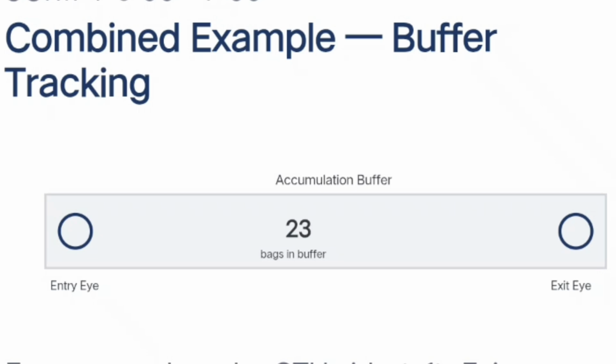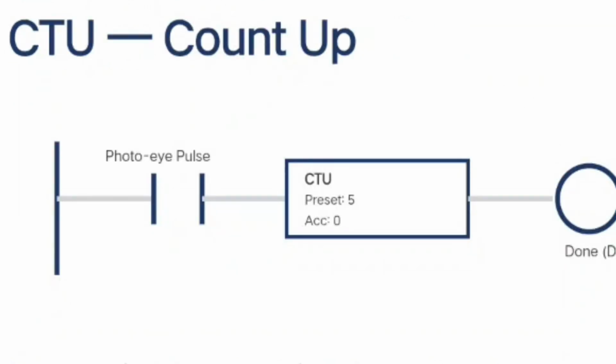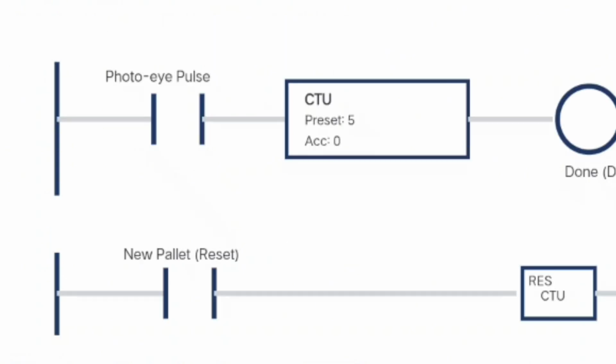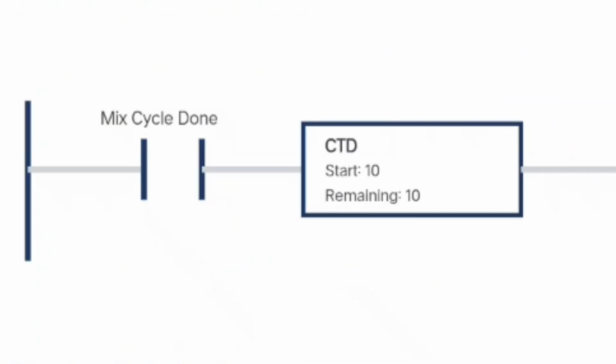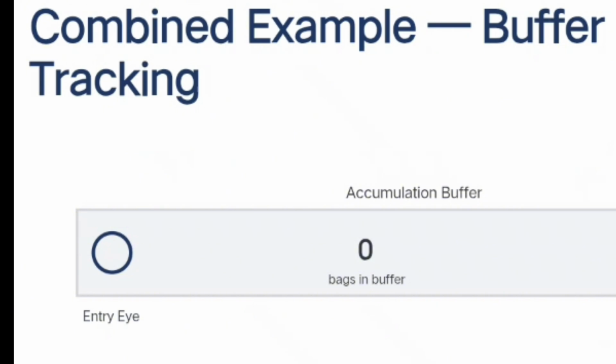Quick recap: CTU counts up on each pulse, done bit trips at preset, and it will not reset itself. You must build that reset rung deliberately. CTD counts down, often sharing an accumulator with a paired CTU. Together they're how PLCs track discrete events, bags, cycles, parts in a buffer, instead of elapsed time.